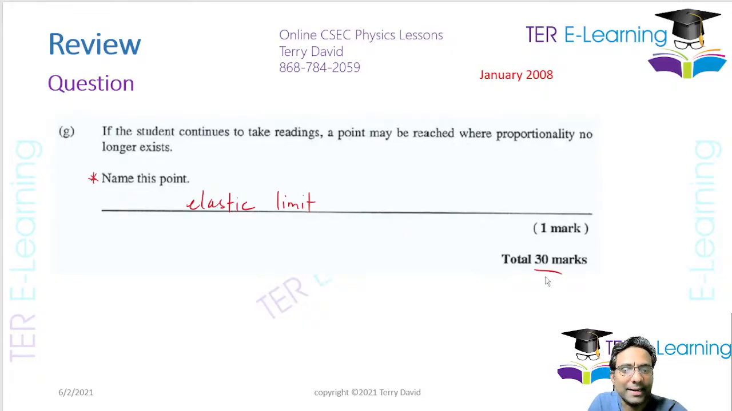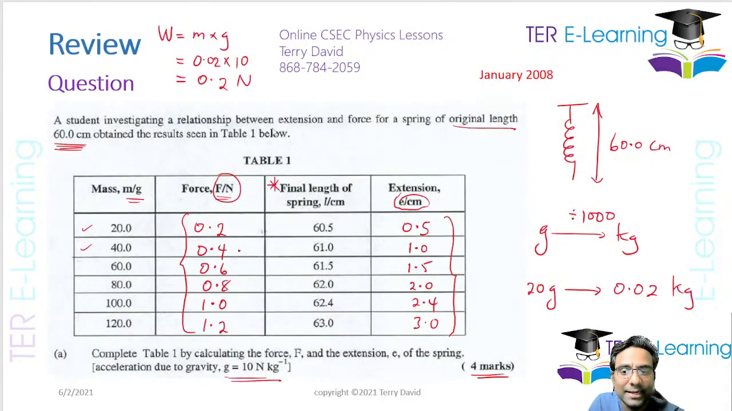So 1 mark for that, and that's our data analysis question here for 30 marks, right? So I have a second one to do with you guys here. We're going to look at that one as well. In the previous question, what we looked at in terms of the table, you realize we had to work out the force and we had to work out the actual extension, right? So let's see what's happening in this next question.